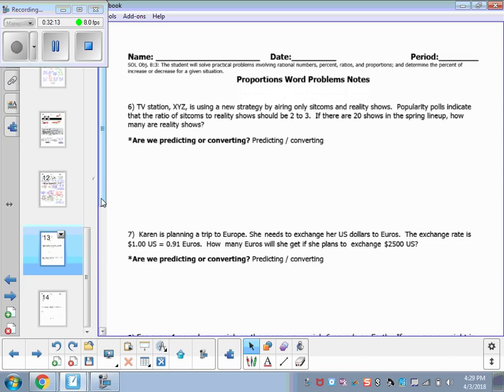TV station XYZ is using a new strategy by airing only sitcoms and reality shows, okay? So what are some popular sitcoms that are out there? Think Netflix if you need to. Full House, that's a sitcom. Friends is a sitcom. Modern Family is a sitcom.